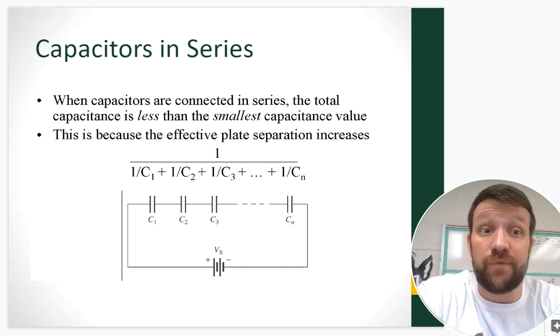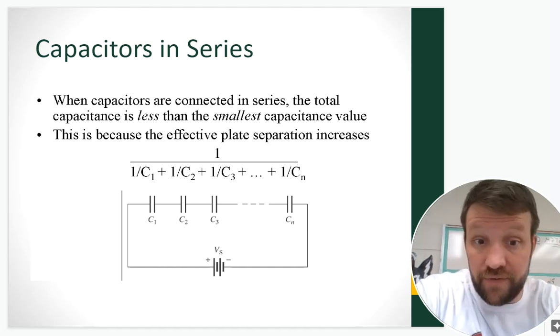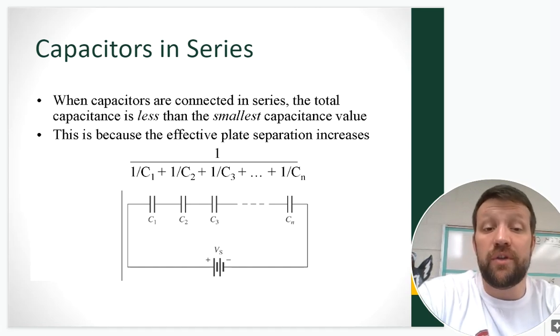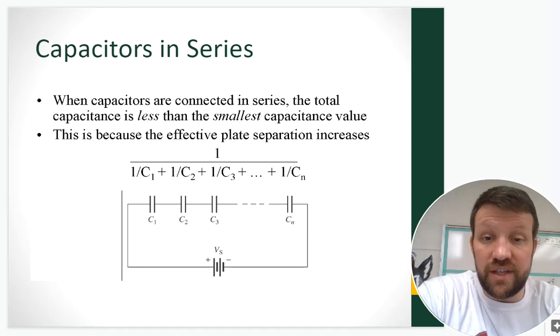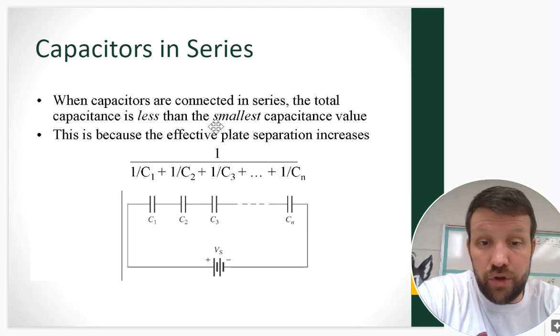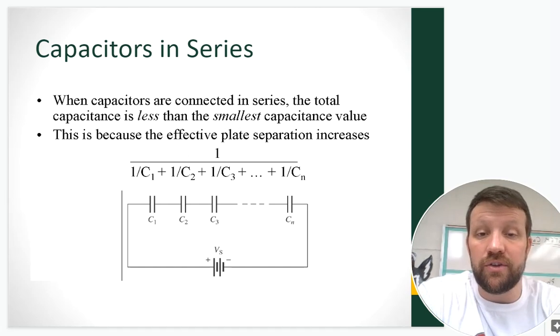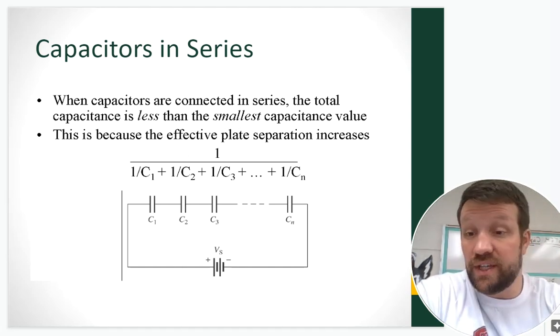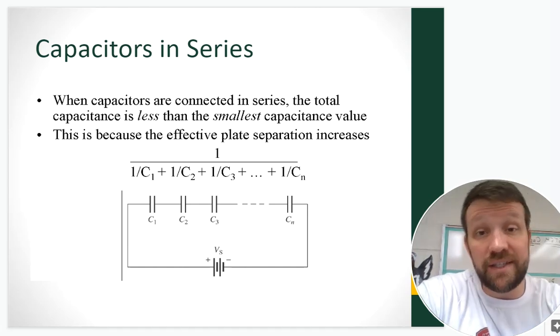And so this makes for a very efficient overall capacitance as we put all these things together. And so the effective plate separation increases. And so, as you can see right here, the total capacitance is less than the smallest capacitor value. So that makes it very inefficient overall. And we're not going to put these in series to a large degree, right? It just doesn't make sense to do that.